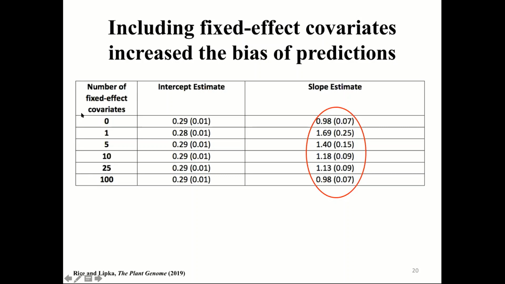So in this row, we have 0 fixed effect covariates, a standard RR-BLUP model. Sure, our intercept is a little different from 0, but our slope is pretty darn close to 1. When we have one fixed effect covariate, our slope estimate jumps up, suggesting an increase in bias. And then when we keep adding these fixed effect markers, the bias generally goes down. Anyway, this shows that including fixed effect covariates has a tendency to increase the bias of our predictions.